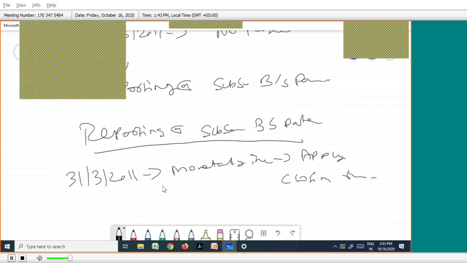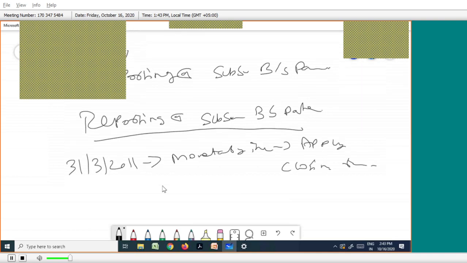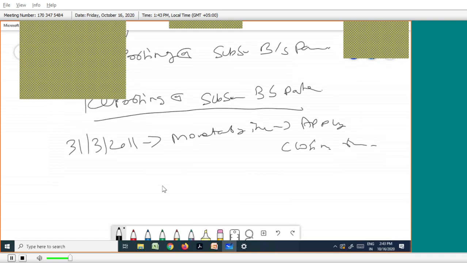So we are purchasing from whom? It is not given from whom we are purchasing, but we are purchasing. So that $1 lakh becomes sundry creditors. Why? Because we have not paid the $1 lakh. So sundry creditors is a monetary item.